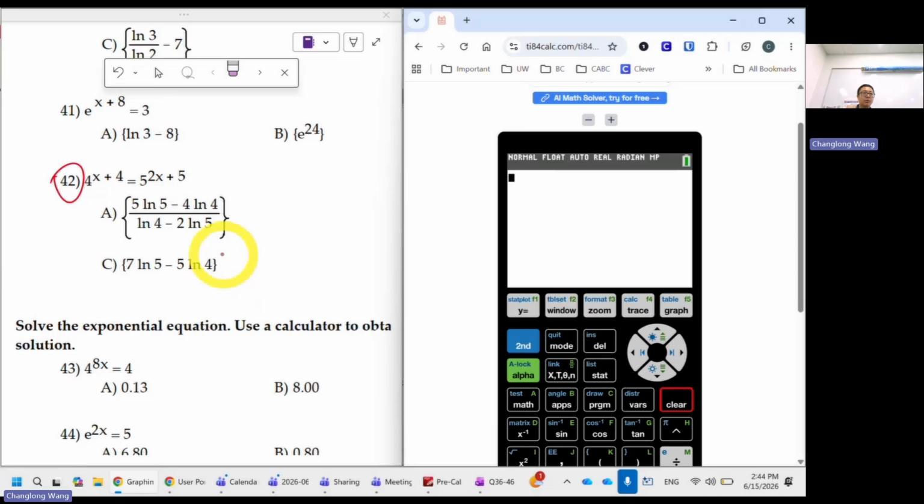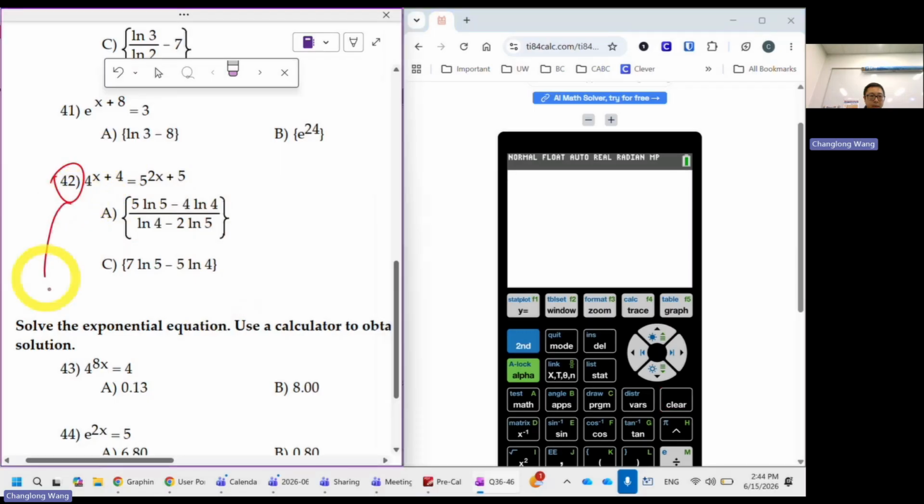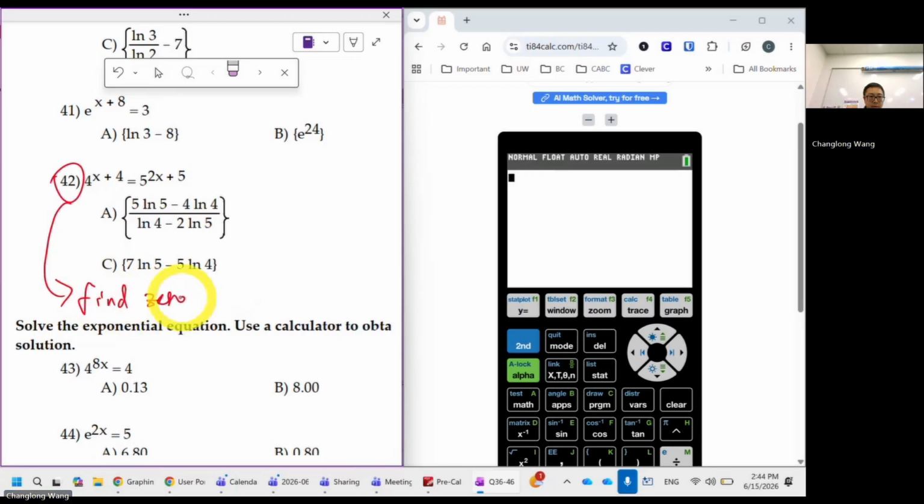But Desmos or the TI-84, they are the best tool to use to graph a function. They could do equations, but it's not going to be the way that you like. So I want you to turn that equation, question 42, into a question asking for the zeros of a function f of x.